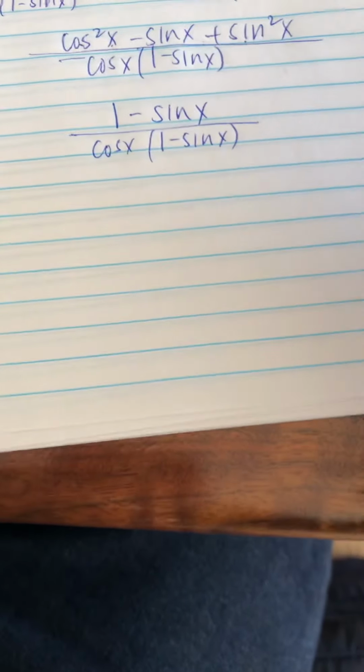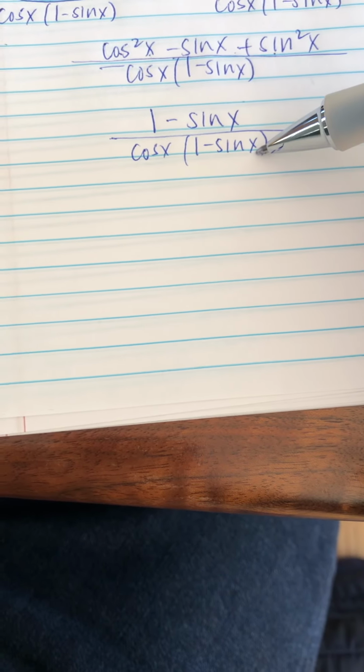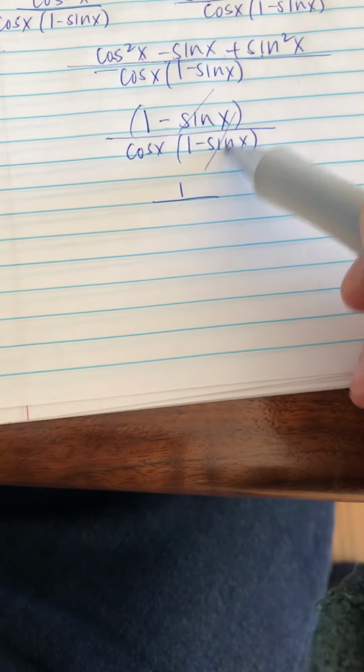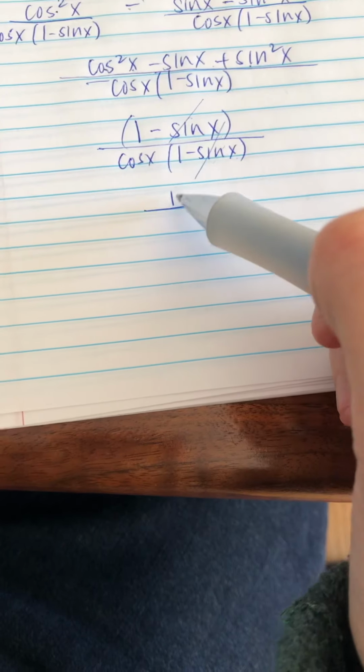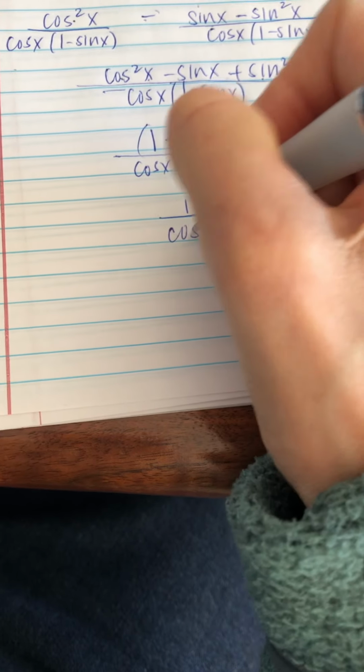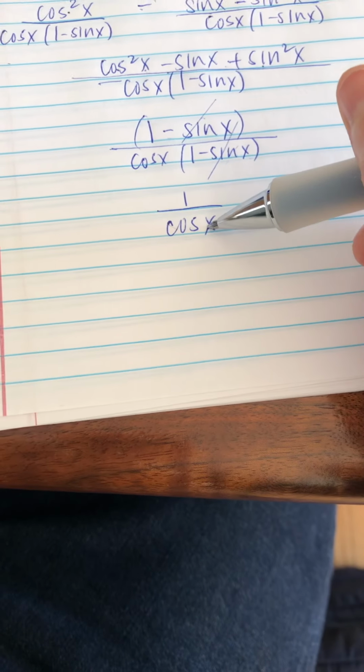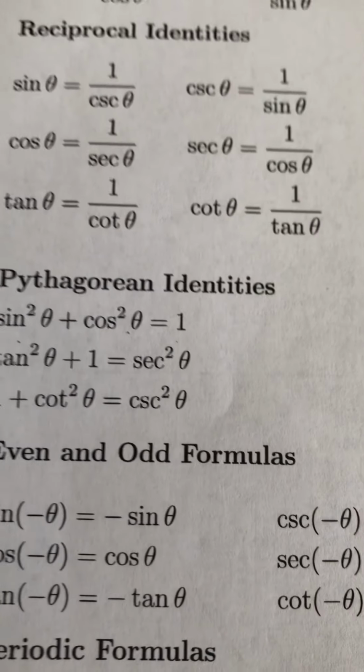And hey, check it out. Look, I have 1 minus sine of x in the numerator and 1 minus sine of x in the denominator. So the entire quantities cancel out. I'm left with 1 over, actually, this whole thing, 1 minus sine of x cancels out with 1 minus sine of x, but we still need a placeholder for 1. Cosine x is in the denominator. It's the only thing that's remaining. So I have 1 over cosine. Then I go back to my sheet. 1 over cosine is secant. So my final answer is secant of x.